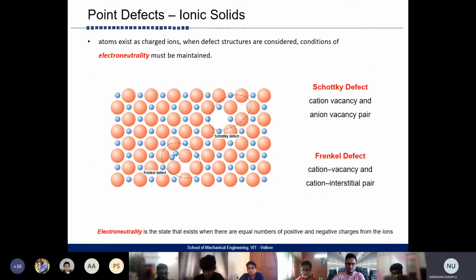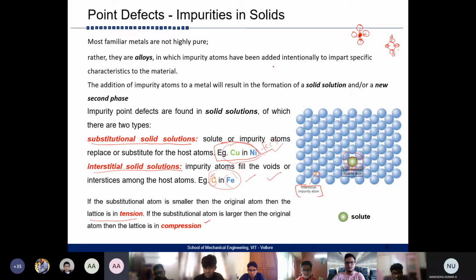Then comes point defects in ionic solids. Excuse me, sir. Yes, please. Sir, can a bigger size atom also fit in the interstitial space? No, I am talking about the lattice point itself.